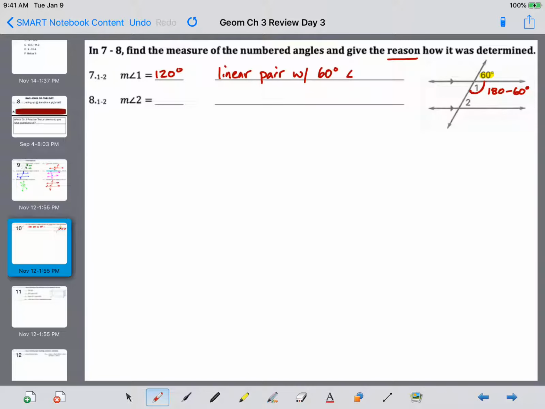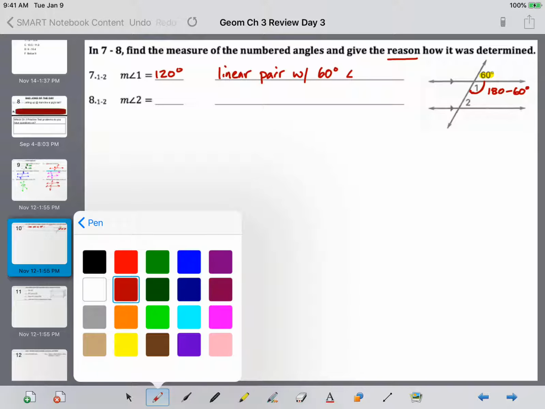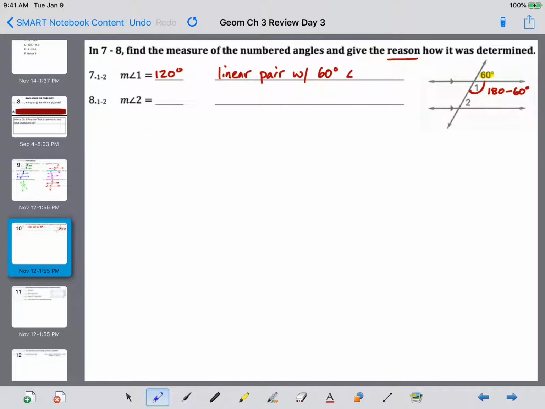Okay. Now let's look at the measure of angle 2 here. So we've got angle 2. Well, angle 2 actually corresponds with this 60-degree angle. So those both have to be the same. So that's got to be 60 degrees. And that's because corresponding angles are congruent. You know that?